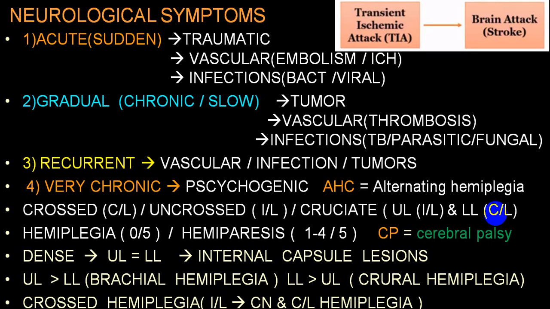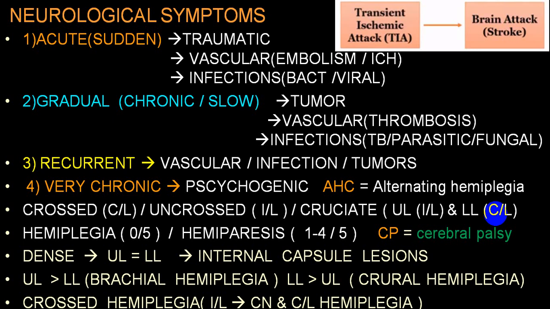Now if we get the upper limb more involved as compared to the lower limb, we use the word brachial hemiplegia, and this will happen very frequently if there is damage in the midline close to the superior sagittal sinus, either because of superior sagittal sinus thrombosis or unpaired anterior cerebral artery damage. We can sometimes have bilateral lower limb involved, but sorry, that will be crural hemiplegia.